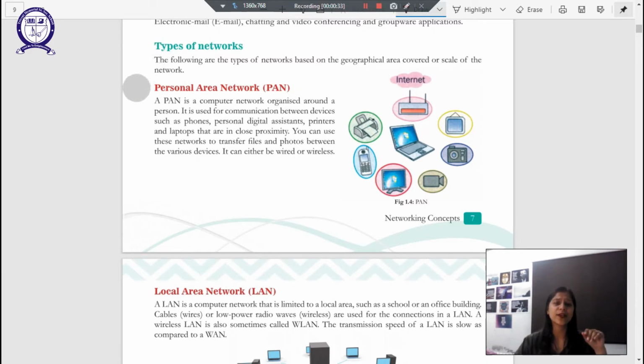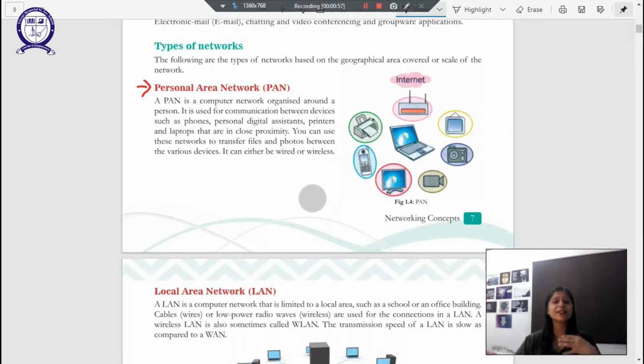So let's look at the PAN, which is Personal Area Network. A PAN is a computer network organized around a person. It is a networking system used for communication between devices such as phones, personal digital assistants, printers and laptops that are in close proximity. You can use these networks to transfer files and photos between various devices. It can be wired or wireless.